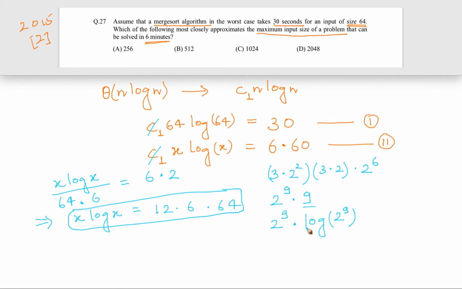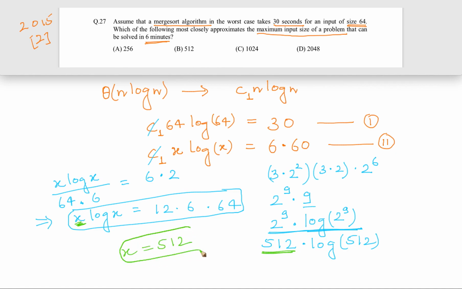Once we do that, we can simply see that this fits into the pattern of x log x, and therefore x is equal to 2 raised to the power 9, which is 512 into log of 512, right? So in that sense we can say that x is basically 512, because x log x is equal to 512 log 512. So x is equal to 512, and our answer is B, 512.